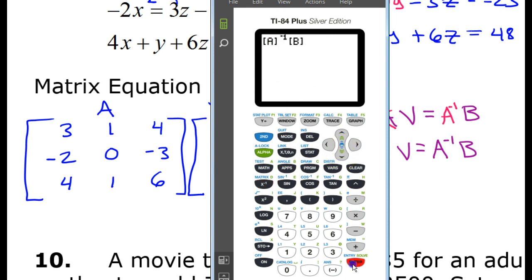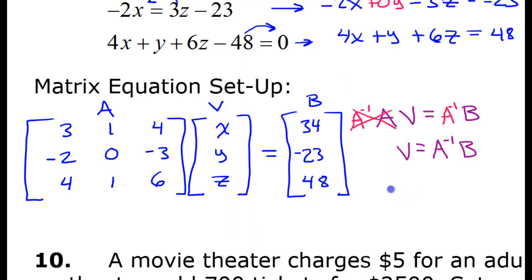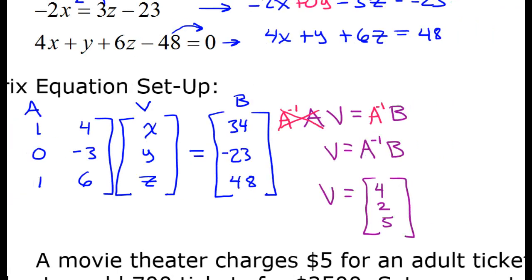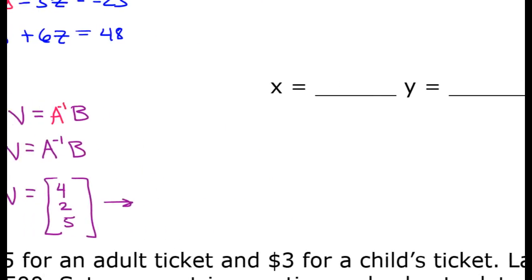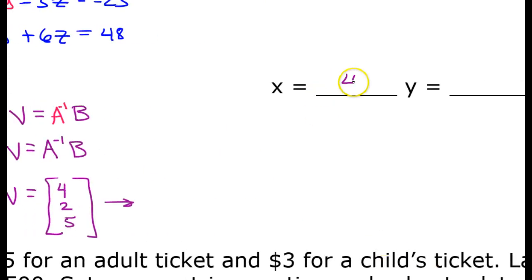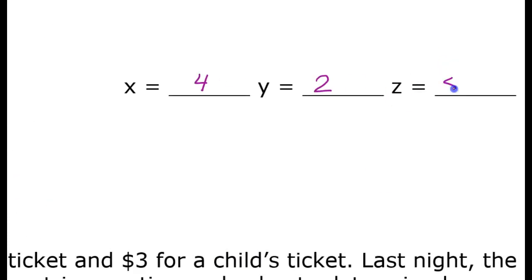So there's A inverse B, and boom, 4, 2, 5. So my variable matrix is 4 and 2 and 5. Okay, so remembering that my variable matrix was X and Y and Z, that implies that X is 4, Y is 2, and Z is 5.